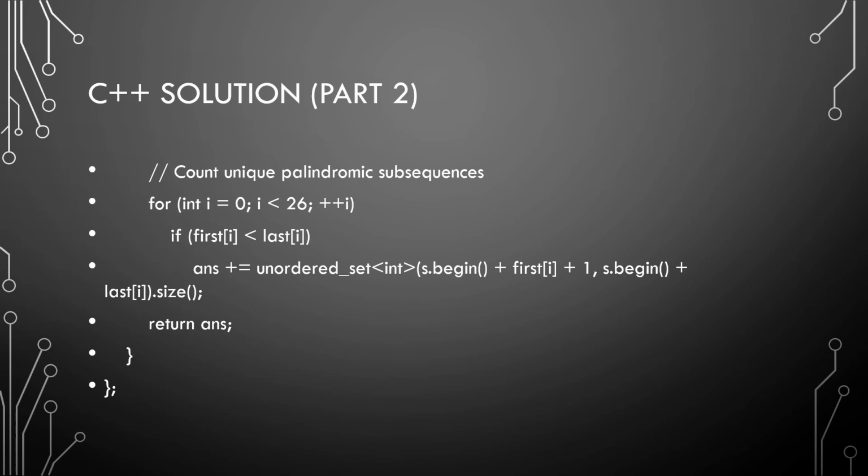Continuing with the solution, we loop through each character from small a to z. For each character, if the first occurrence is distinct from the last, we check the substring between these two positions. We then count the unique characters in that range, which contributes to the total count of valid palindromic subsequences. The result is stored in the variable ans, which is returned at the end.